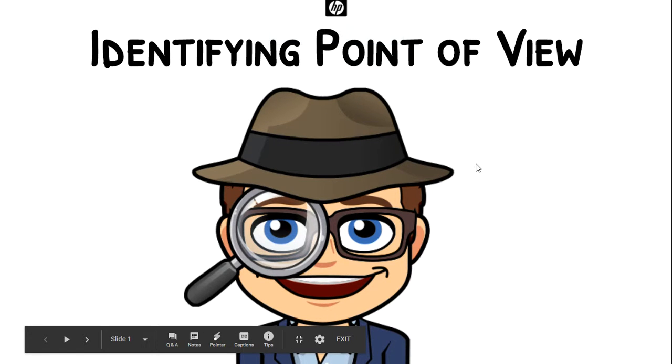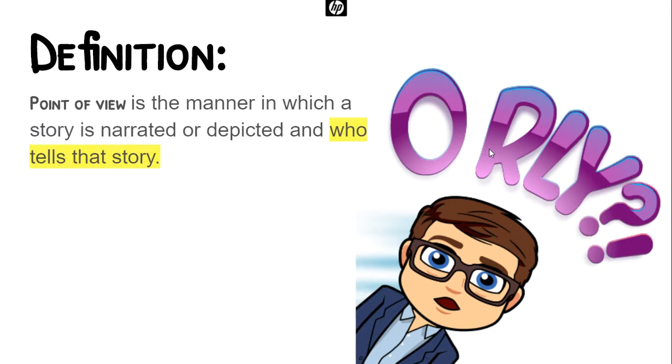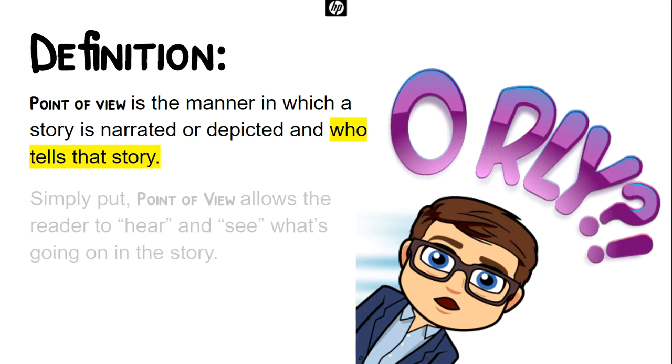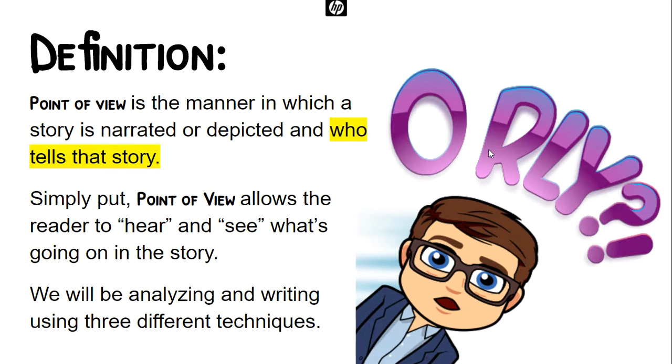Today I'm going to show you how to identify points of view in certain texts. The definition of point of view is a manner in which a story is narrated or depicted and who is telling that story. Simply put, point of view allows the reader to hear and see what is going on in the story. There are several different points of view that I'm going to show you in this PowerPoint, and this year we're going to be analyzing and writing using 3 different techniques.